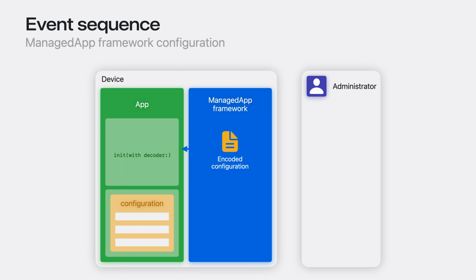If the app isn't managed, or if the administrator didn't specify a configuration, or if the decoding failed, the sequence yields nil instead. In short, your app doesn't need to worry about any of these conditions. Whenever this sequence yields a value or nil, that is your app's current managed configuration.